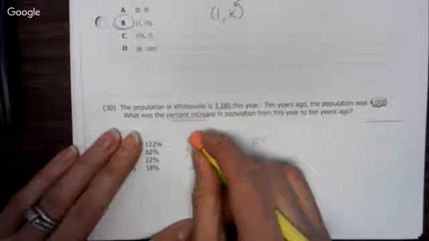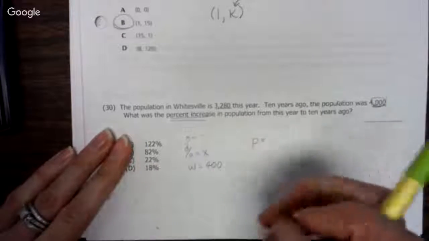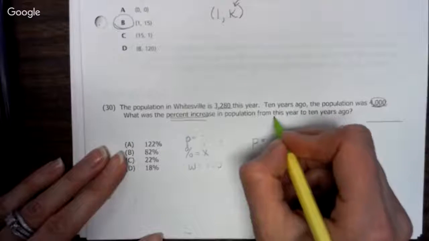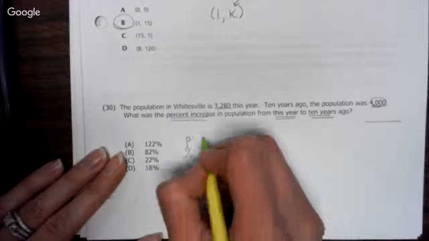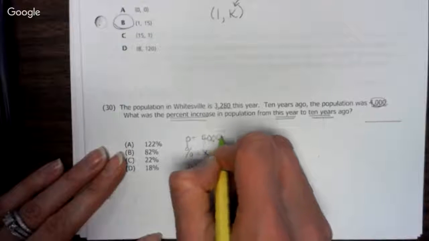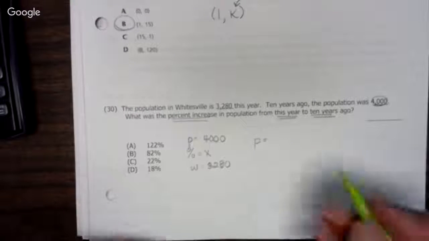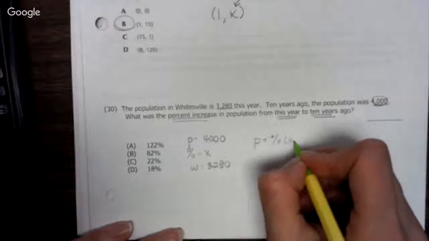And I did that backwards. And I'll tell you why. And it won't be like this on the final exam, I promise. First of all, I only put 400. But second of all, it says from this year to 10 years ago. So I'm actually going to put the new value as 4,000 and 3,280 as the old. It won't be like that on the test, though. You should be able to figure out the original and the new.